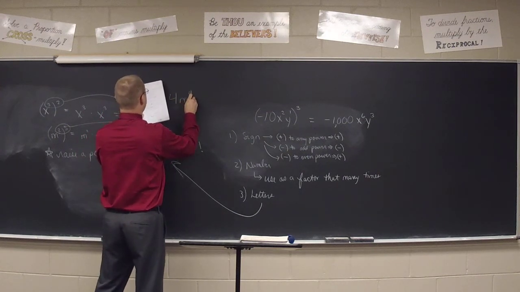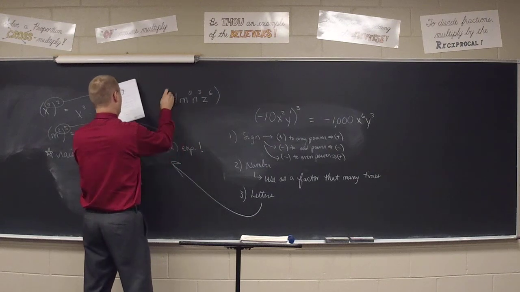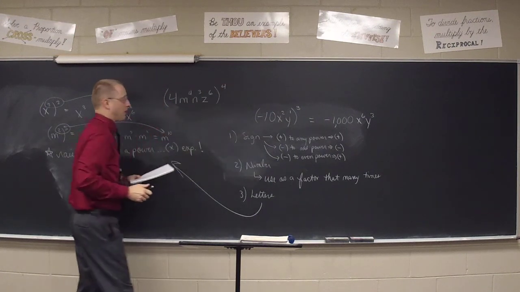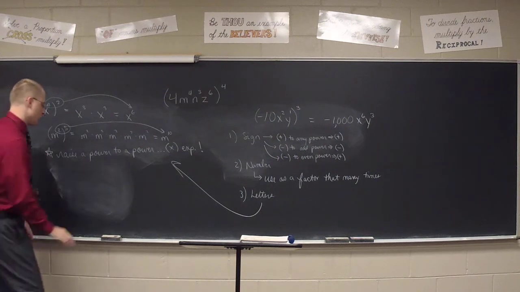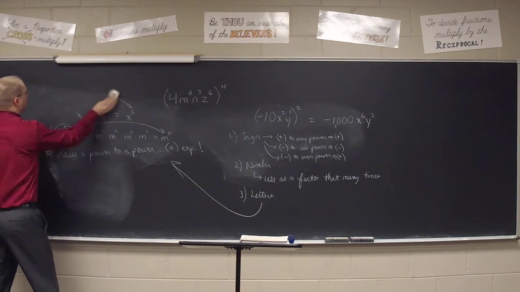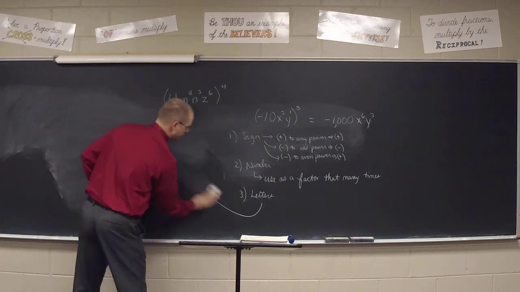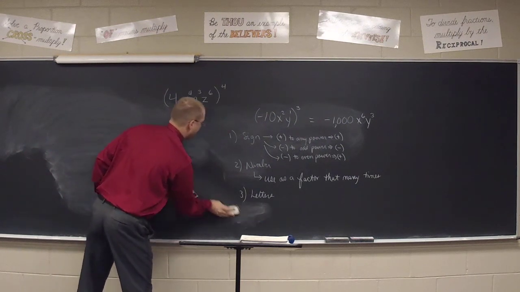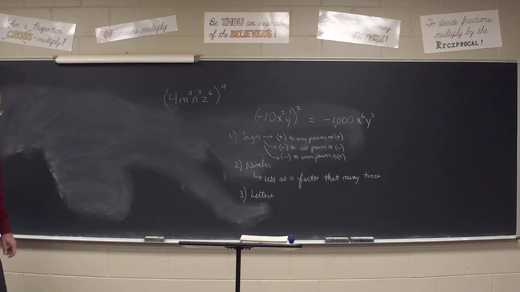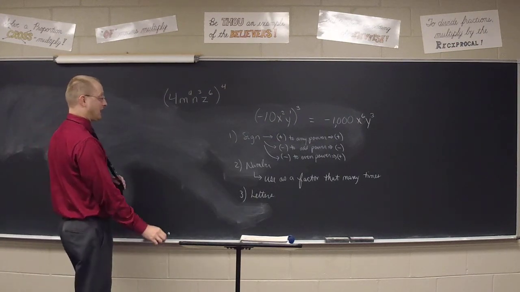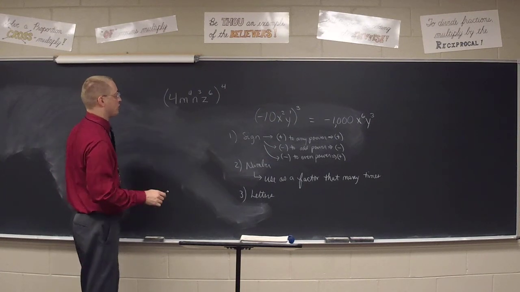Write this one down: 4 m to the 4th, n cubed, z to the 6th, all raised to the 4th power. My 3 steps, class, are sign, number, letters. So with my sign, what should my sign be? Positive. And I can leave it understood positive, can't I? It's understood positive, leave it understood positive.